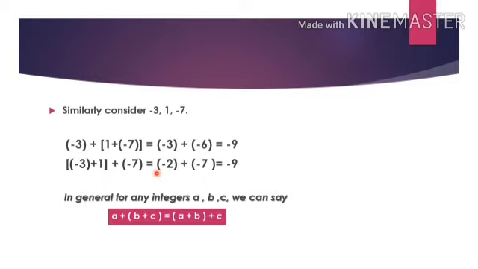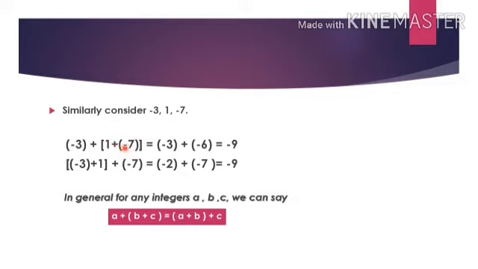Similarly consider minus 3, 1, minus 7. It's a combination of positive and negative integers. Minus 3 and minus 7 are negative integers and 1 is the positive integer. Now in this case, if we add minus 3 plus 1 plus minus 7, one thing, the negative integers must have a bracket. First we add the second and third integer, then the first. Okay, 1 plus minus 7.